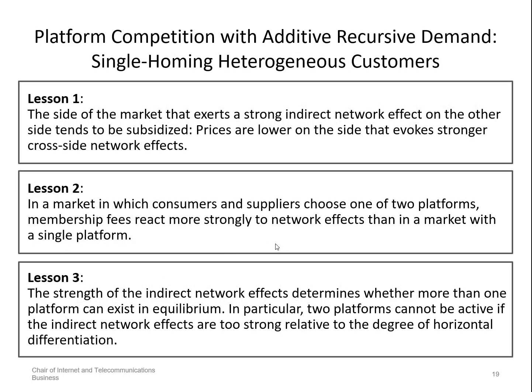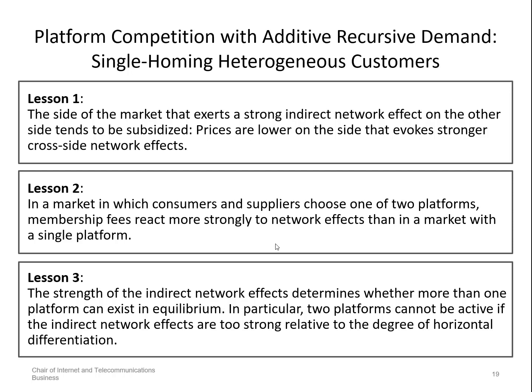So, lesson 1 that we can get from here is that the side of the market that exerts a stronger indirect network effect on the other side tends to be subsidized. Prices are lower on the side that evokes stronger cross-side network effects. In a market in which consumers and suppliers choose one of the two platforms, membership fees react more strongly to network effects than in a market with a single platform.